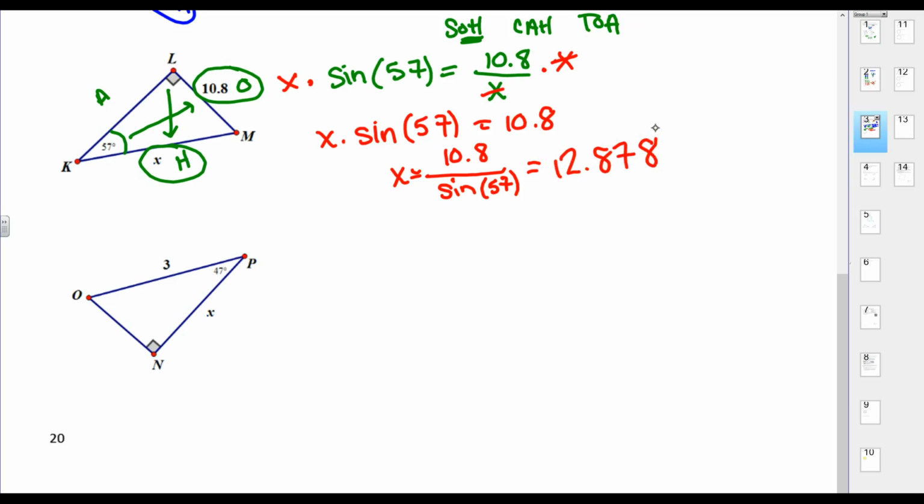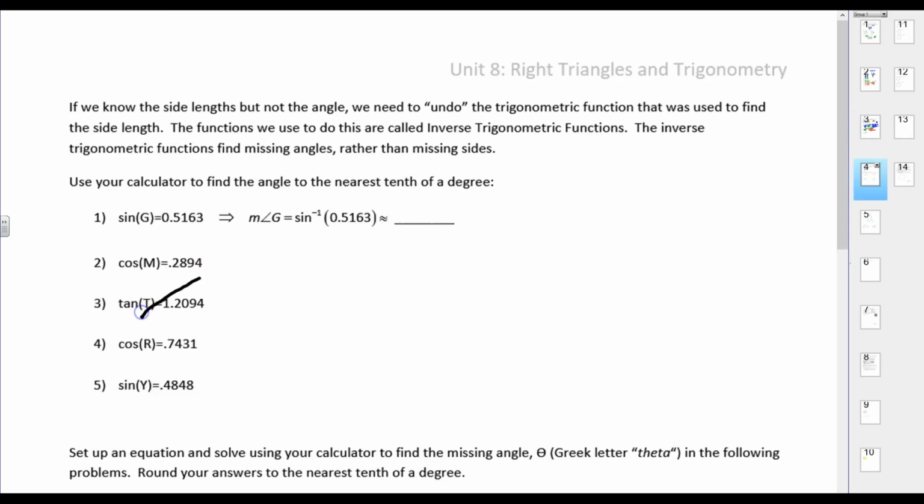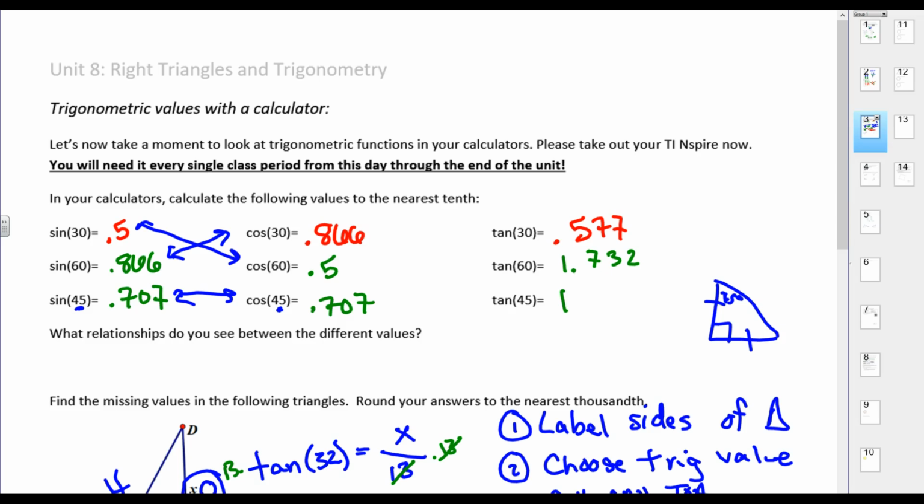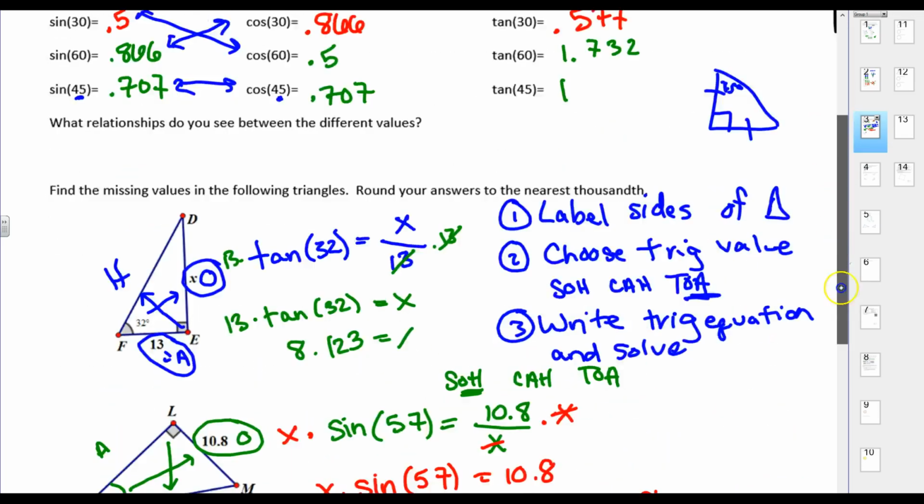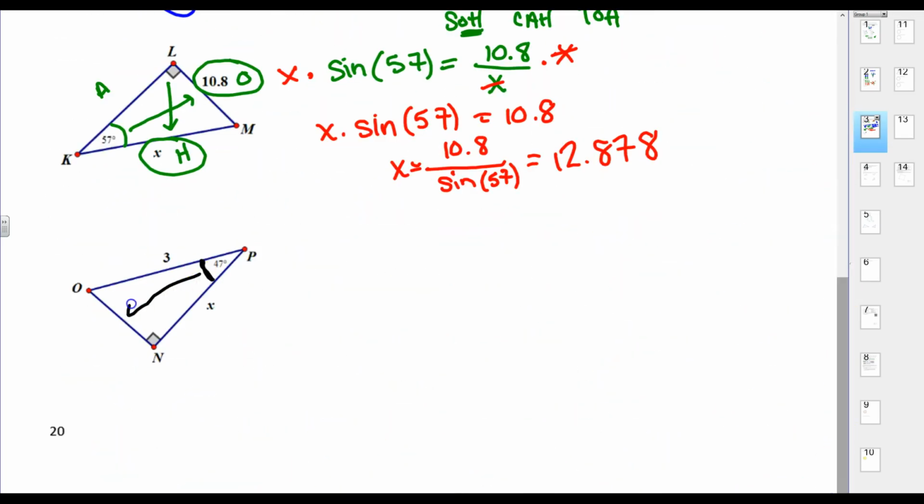All right, let's do another example. I first start off by identifying the angle I'm interested in. That's 47. I label my sides. This guy is opposite. This here would be the hypotenuse. The leftover is my adjacent. So the thing I have is an h, and the thing I'm interested in is an x.